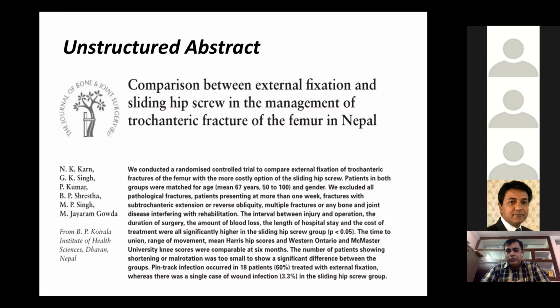The time to union, range of movement, mean Harris score, and the knee score were comparable in both groups at 6 months. The number of patients who showed shortening and malrotation, see, these are the negative findings.